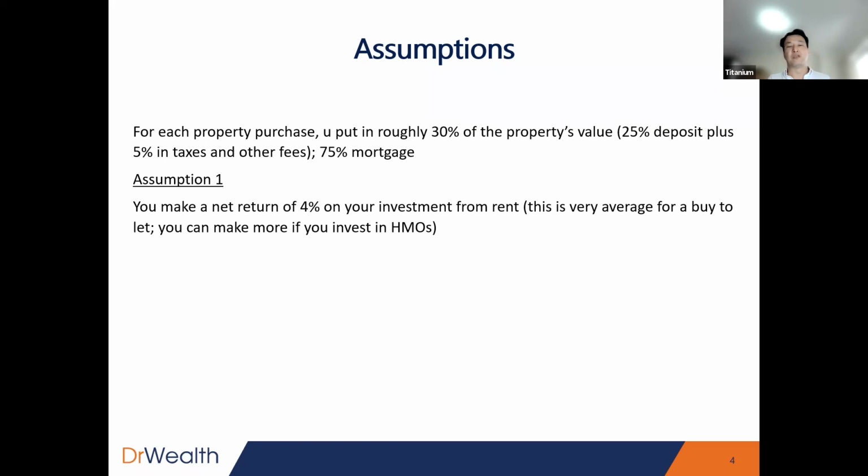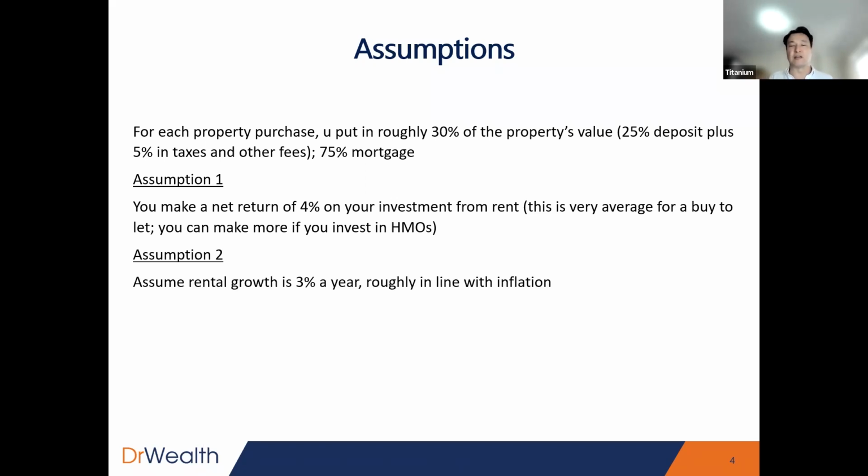You can make more if you do room rentals, which means you split a house into 3-4 bedrooms, or sometimes overseas they allow you up to 7 or even more beds, provided the house is big enough with various regulatory controls like fire alarm systems, and you call that a house of multiple occupants in the UK. Now, assumption 2 is rental growth is 3% a year, roughly in line with inflation.